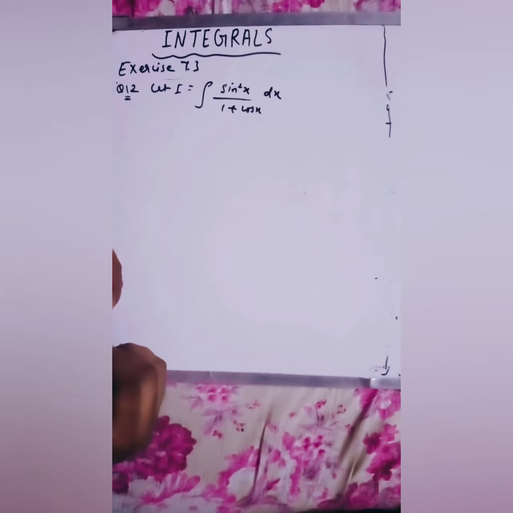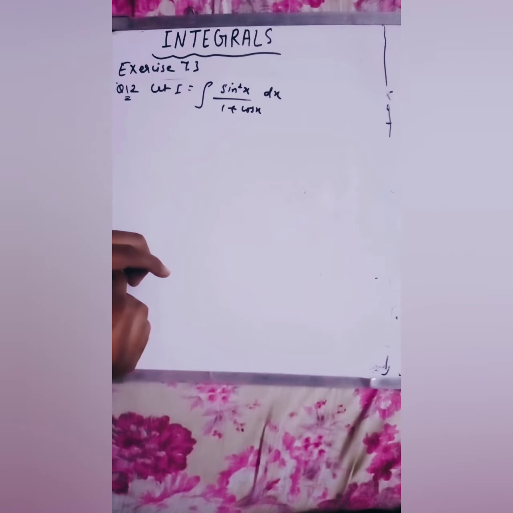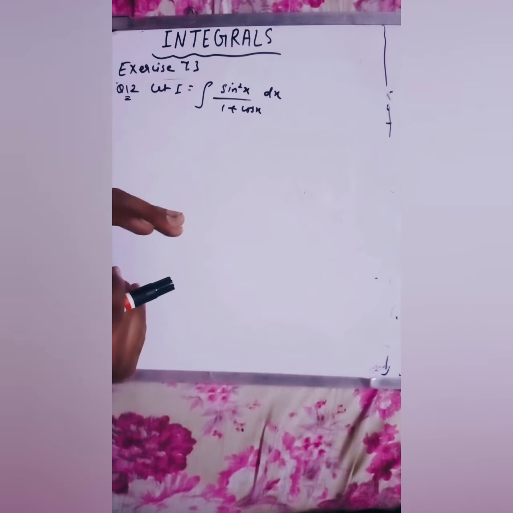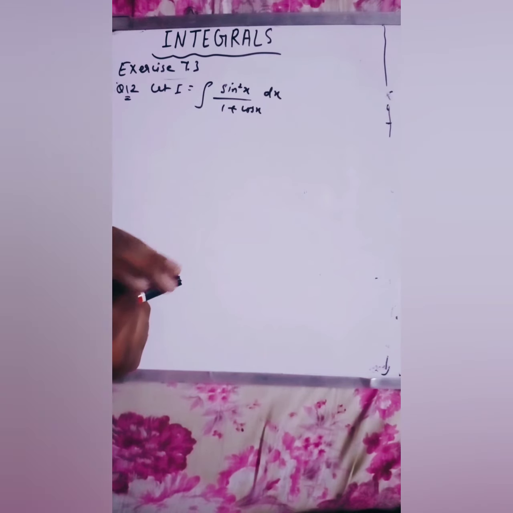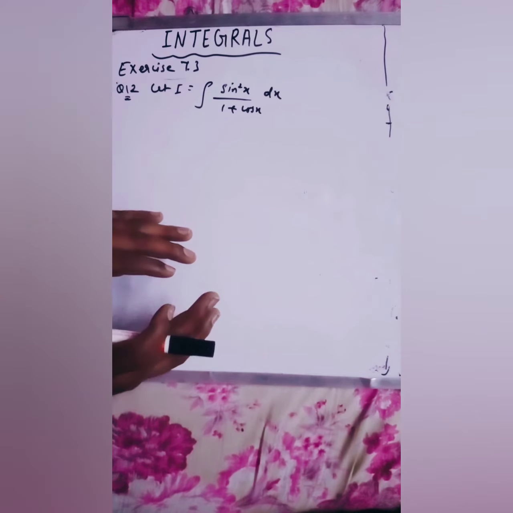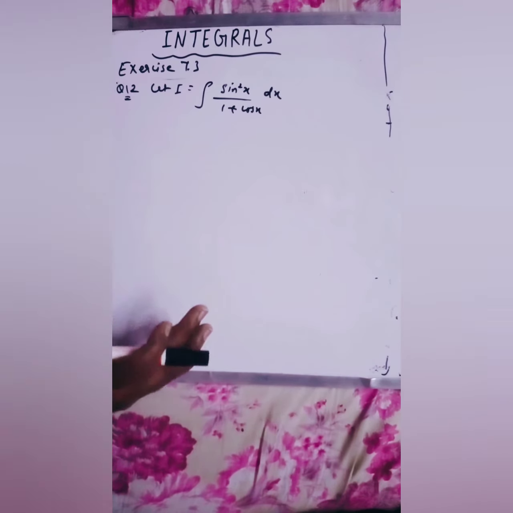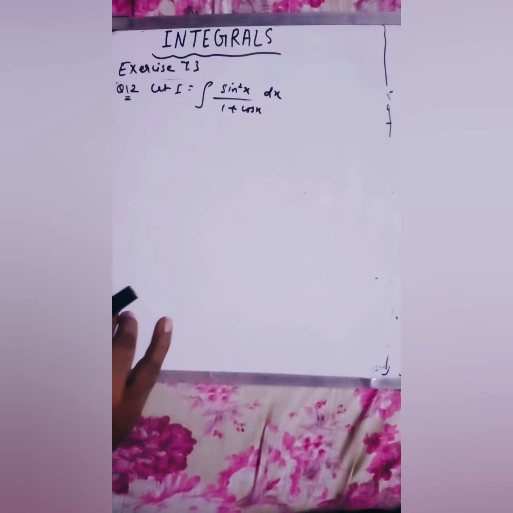Now, children, in question number 11, the same concept you have to use. You have to break cos^4 2x into cos square 2x times cos square 2x, and again you have to apply the formula, the same as we have done in question number 10. The same concept you have to apply in question number 11. So that's why I'm not solving it. If you're getting any doubt in this question, please ask.